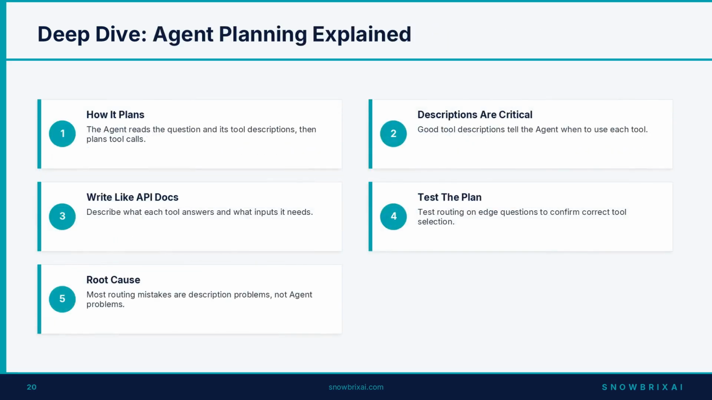Deep dive 1: how the agent plans. It reads the question alongside your tool descriptions, then plans the calls. So those descriptions are critical. They are what tell the agent when to use each tool. Write them like API docs: what this tool answers, what inputs it needs. Then test the plan on edge questions and confirm it routes correctly. Here is the lesson: most routing mistakes are description problems, not agent problems.